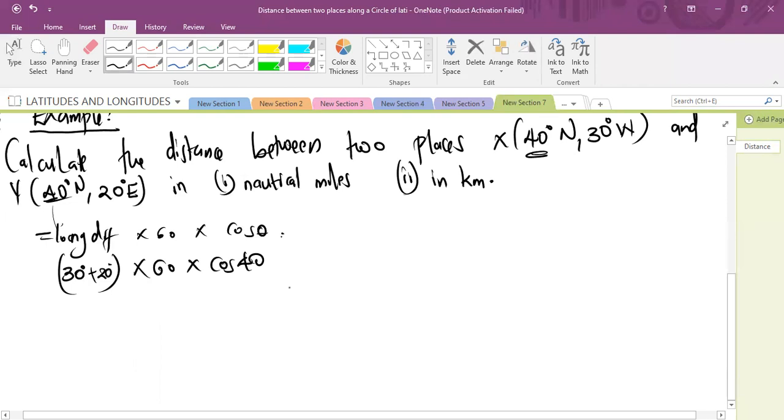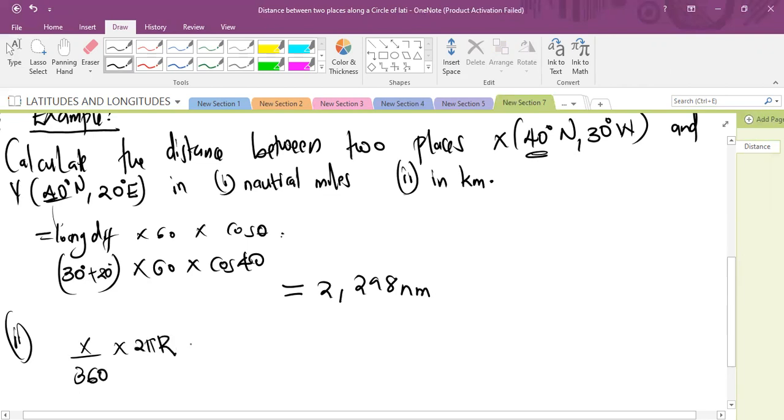So evaluating this, we will get 2,298 nautical miles. And what of the distance in kilometers? So going back to the formula, part B, in kilometers, we've said that the distance in kilometers is given by x degrees over 360 degrees times 2 pi r cos of theta. So what is our x? We found that the difference is 30 plus 20, which gave us 50 degrees over 360 times 2 pi.